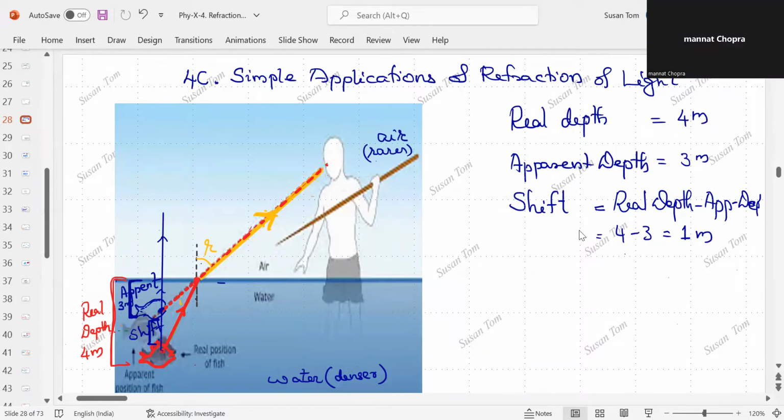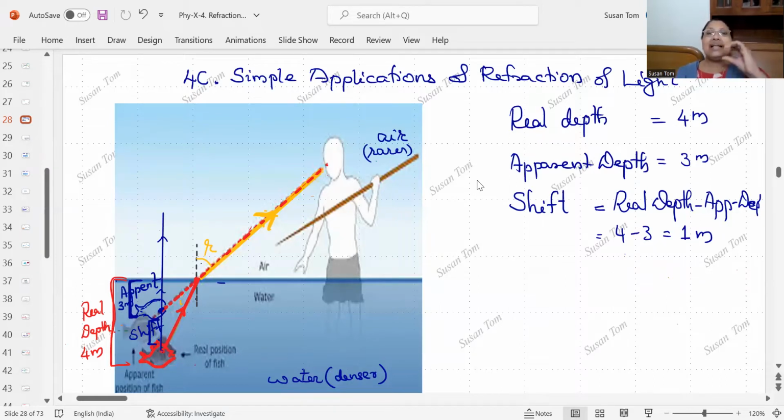So in general, any object we see underwater or in any denser medium is felt to be raised a little above the actual position, the actual depth. Yes, ma'am. This phenomenon, this apparent depth, is not actually the real depth, it is slightly lesser. This is due to the refractive index of that medium. So this difference between the real depth and apparent depth is due to the refractive index of that medium, that is, the denser medium. Note down.